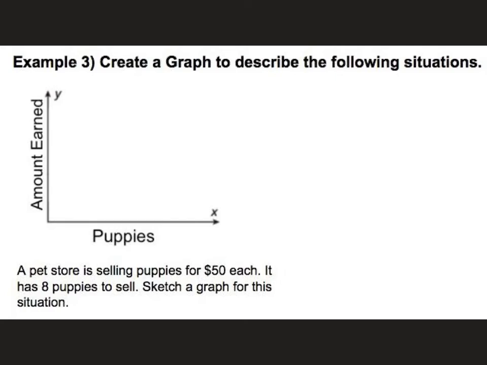Now our last example here, creating these graphs. We are looking at a pet store that's selling puppies. These puppies are $50 each. So since we actually have numbers in this example, we better put some numbers on our graph. The pet store has 8 puppies to sell, so we want to sketch a graph for this situation. So we've got puppies on the bottom, so let's go ahead and mark these. We know we need to go up to 8. We'll give ourselves a nice scale here.